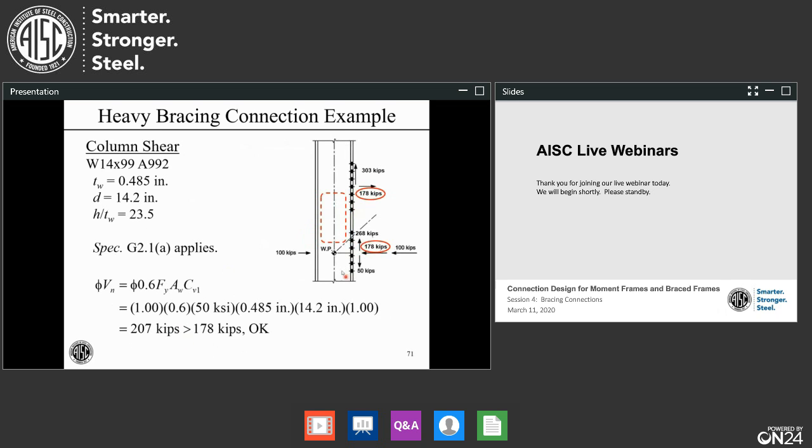Column shear, we've got to watch out and not forget this. Shear is so easy to forget with steel because it doesn't matter so often. Here we have 178 kips of shear in this region. That's nothing to sneeze at. If you go to Table 1-1, there's no V footnote on this section, so that means that G2.1(a) applies. So this is the strength, 207 kips. That exceeds our 178 kips, so it's okay. But you can see it's not okay by a huge margin.